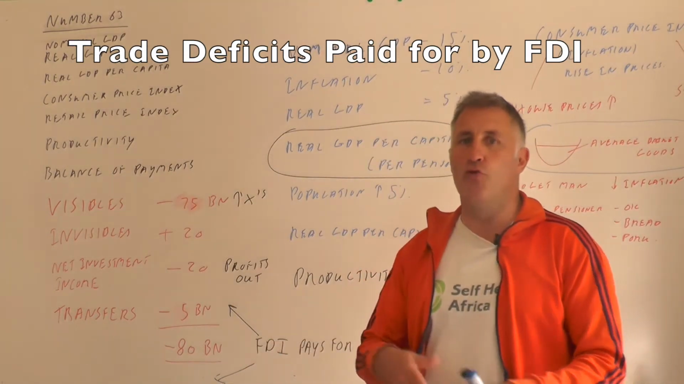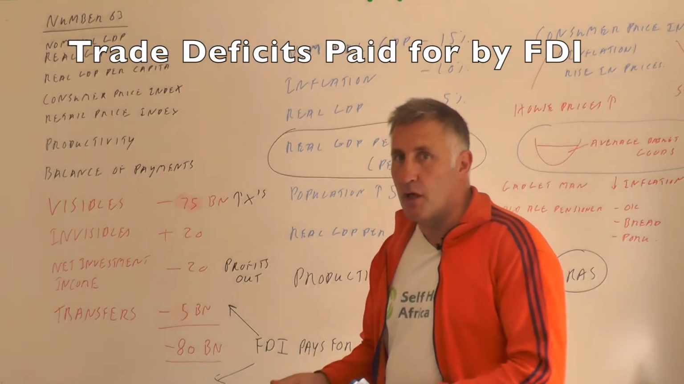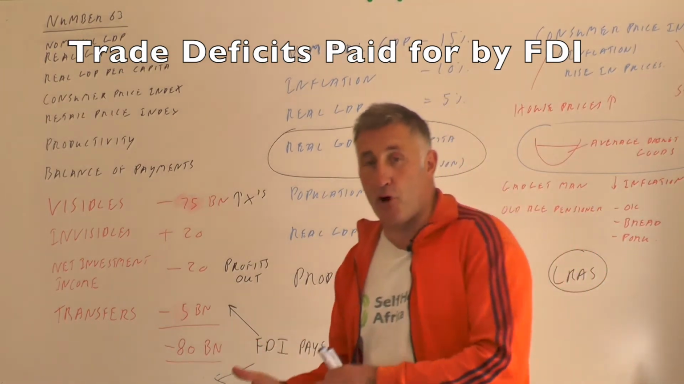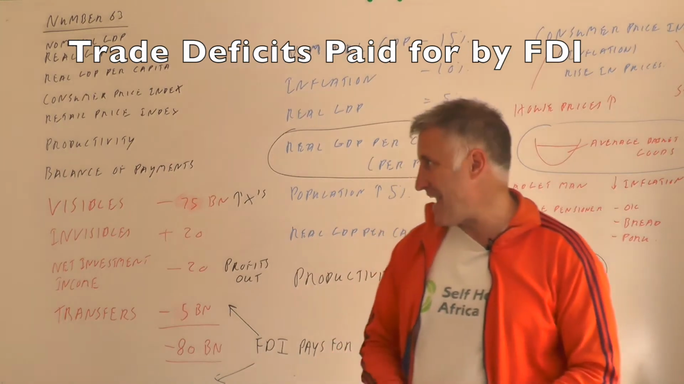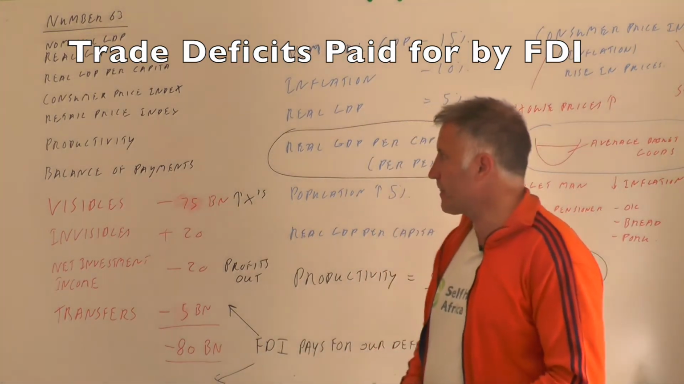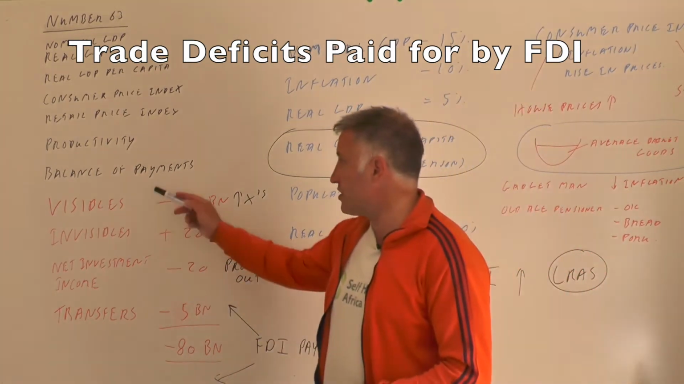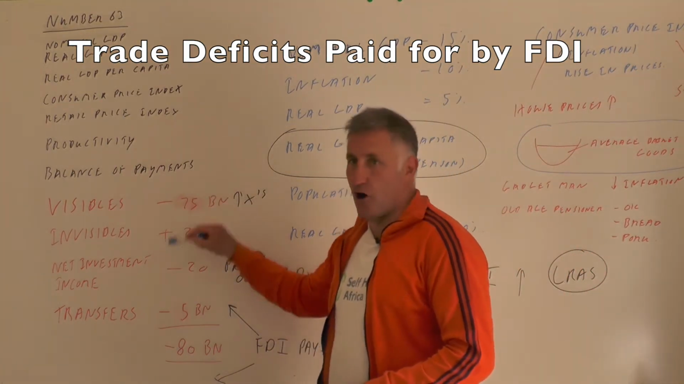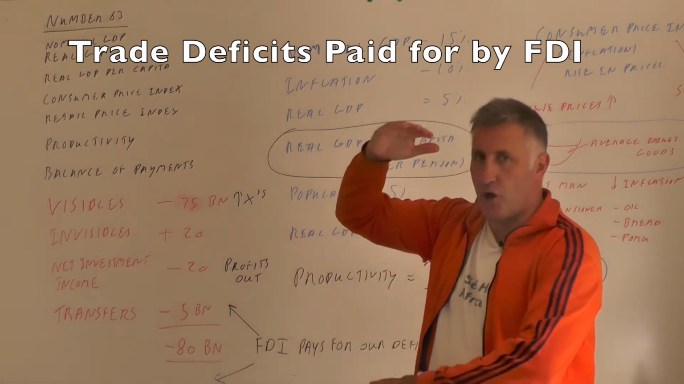The Japanese mainly own our car industry. Now the Russians are buying up our houses in London. Now that pays for the fact that you have a trade deficit. But there are two parts to the balance of payments. What I'm going to do now is just the current account, which is like the first part of the balance of payments.